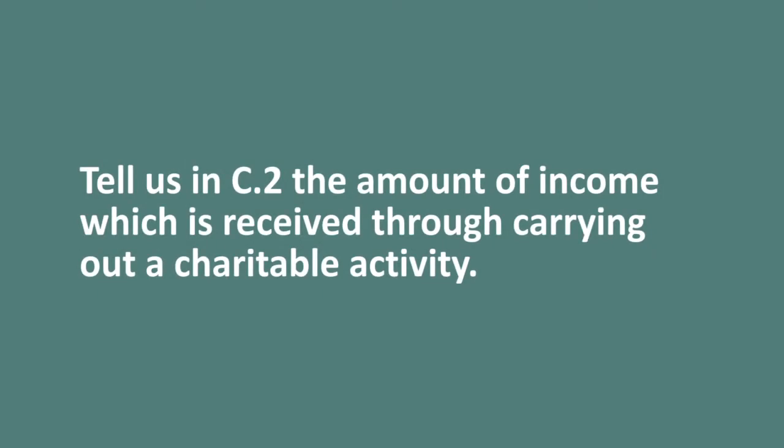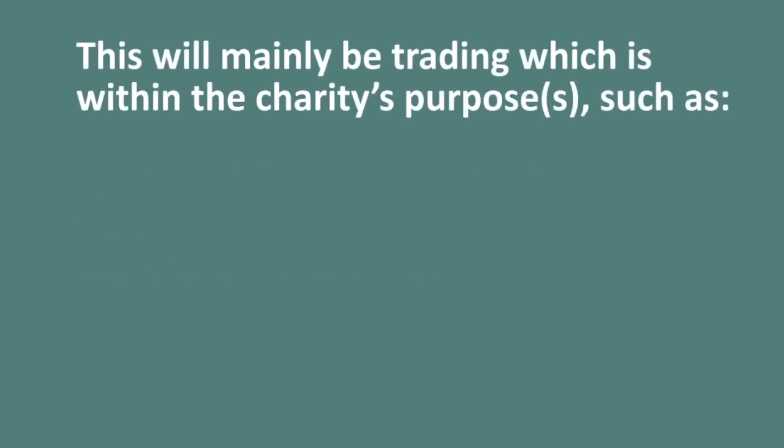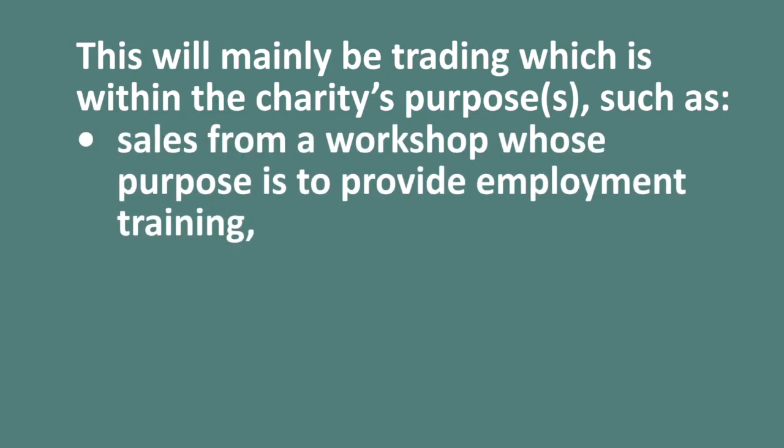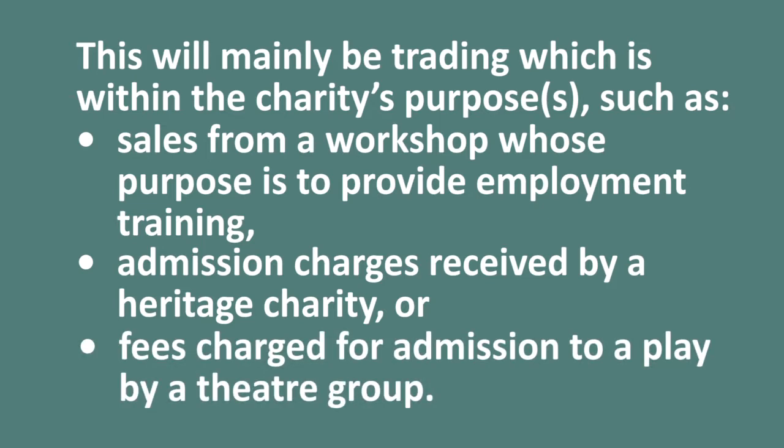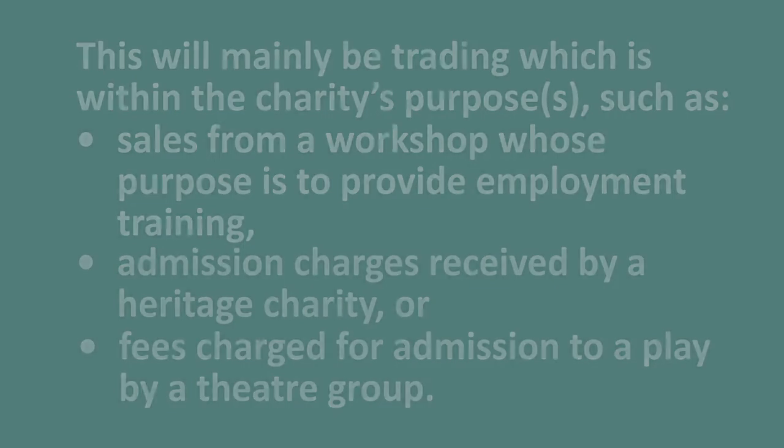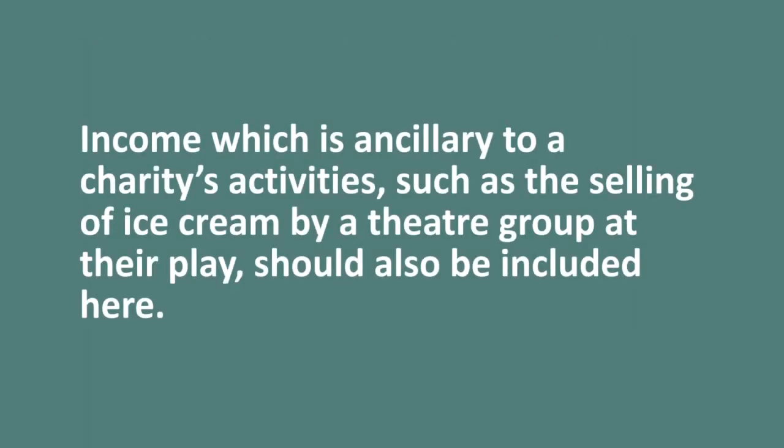Tell us in C2 the amount of income which is received through carrying out a charitable activity. This will mainly be trading which is within the charity's purposes, such as sales from a workshop whose purpose is to provide employment training, admission charges received by a heritage charity, or fees charged for admission to a play by a theatre group. Income which is ancillary to charities' activities, such as the selling of ice cream by a theatre group at their play, should also be included here.